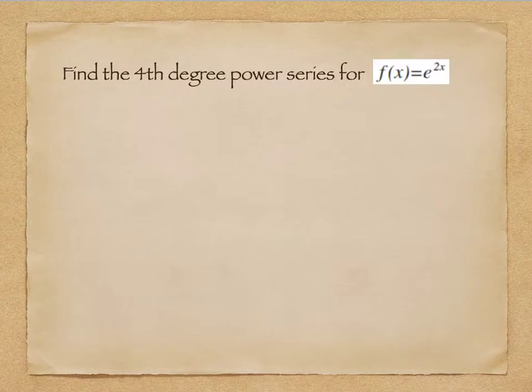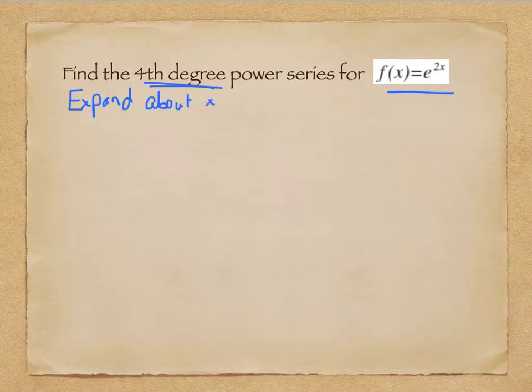So now we're actually going to go through and find a power series for f of x equals e to the 2x. We want the fourth degree power series, and we are going to expand this about x equals 0. That is, back in our previous discussion, what our value of a is. We said at x equals a. Well, 0 is going to be our value of a. All right? So f of x is e to the 2x.